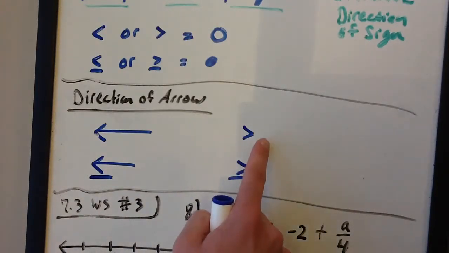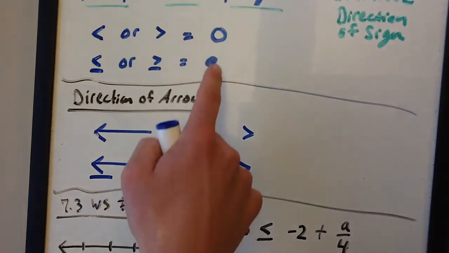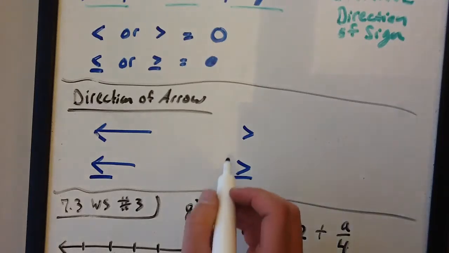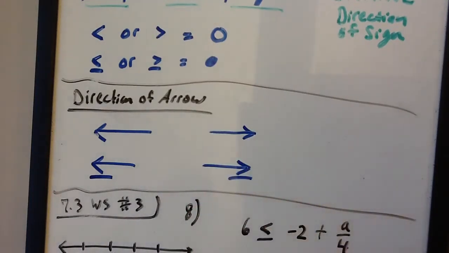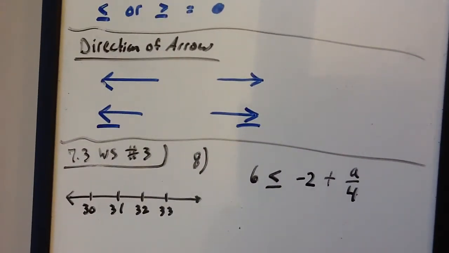If you have a greater than or equal to inequality, then you will put either an open circle or a closed circle, whatever is needed, and then you will shade to the right, right? Because we can make an arrow pointing to the right. Okay, keep that in mind for the direction of your arrow. I'll do two examples in this video from 7.3 worksheet number 3. The first one is problem number 8.